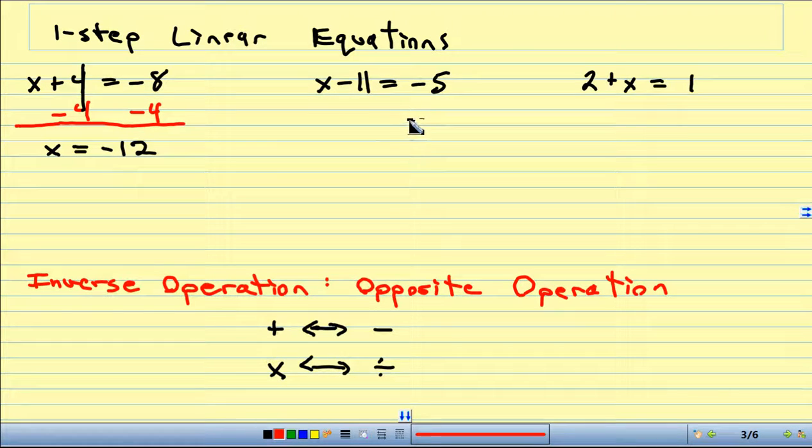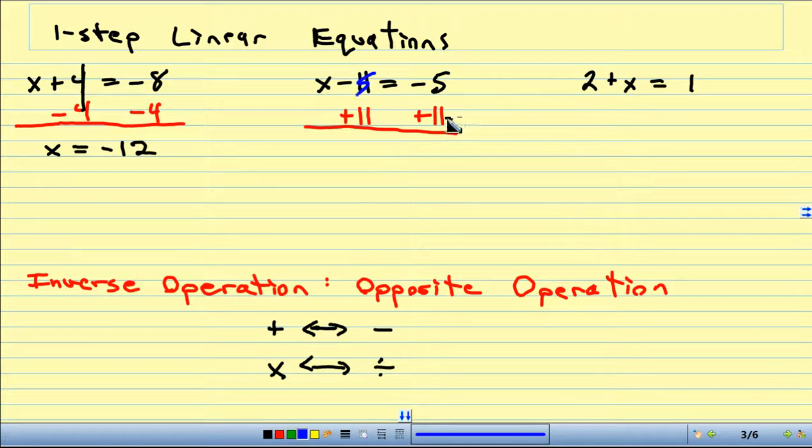What's happening with x here? Well, in this one, I'm subtracting 11. So the inverse operation of subtracting 11 is adding 11. So I'm going to add 11 to both sides.